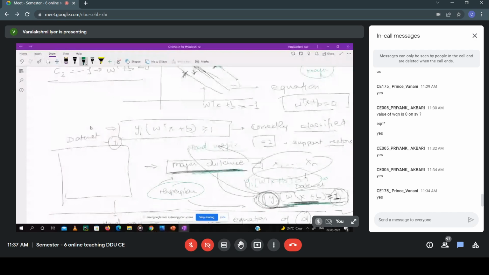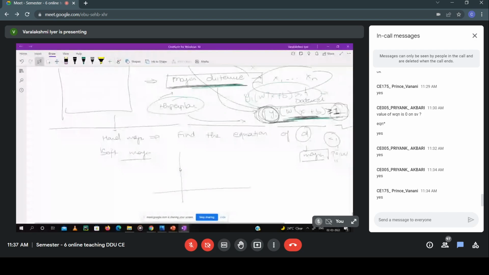But in the case of soft margin, we'll be allowing certain misclassification error. That is, we'll be calculating a certain zeta value, which is the error value for a particular point. For example, there may be certain points which are placed on the wrong side of the hyperplane, and we are adding this error in the margin that we are calculating. So we are allowing certain misclassification error in the case of soft margin. Are you getting the difference between hard margin and soft margin?